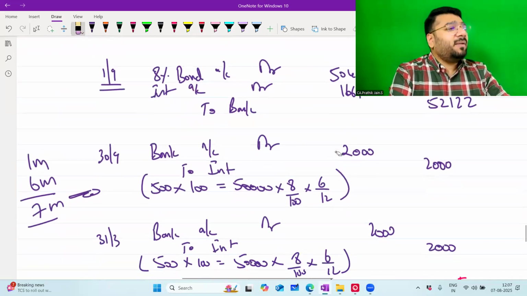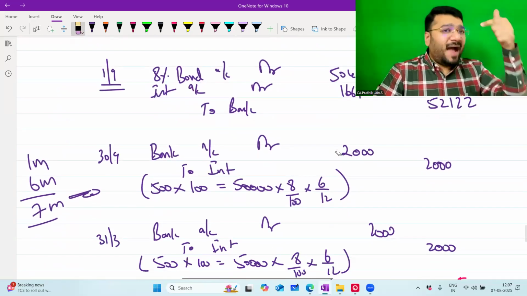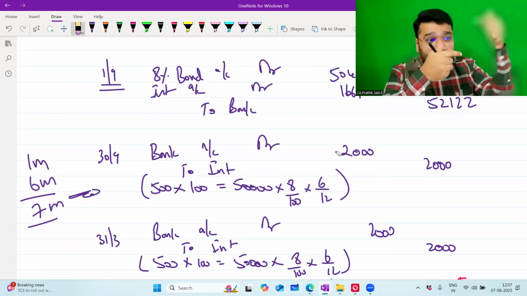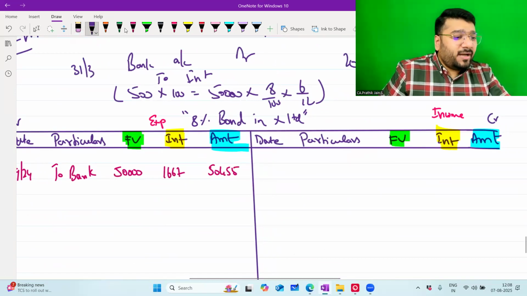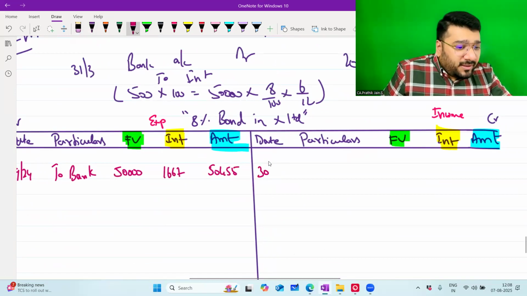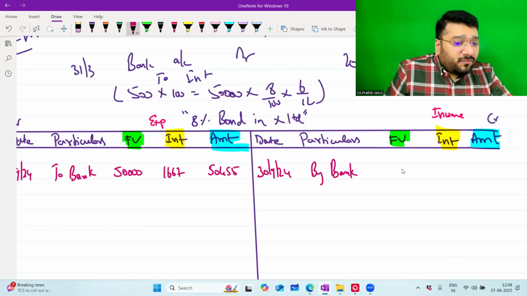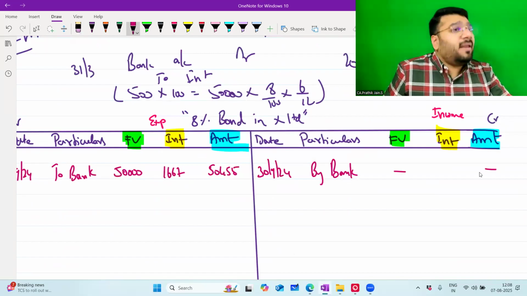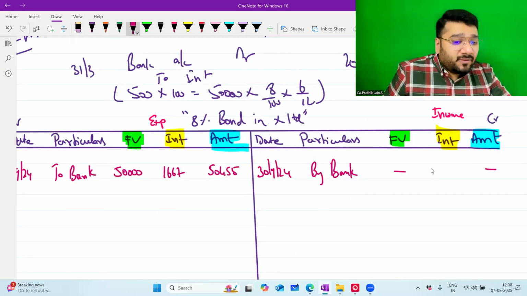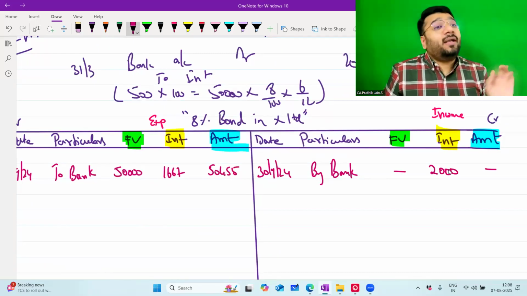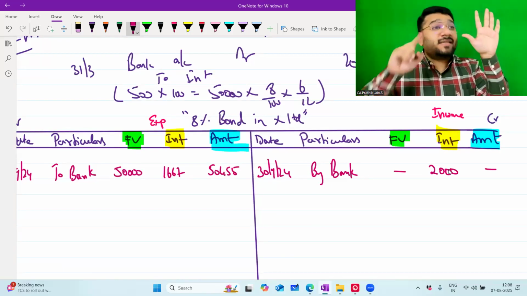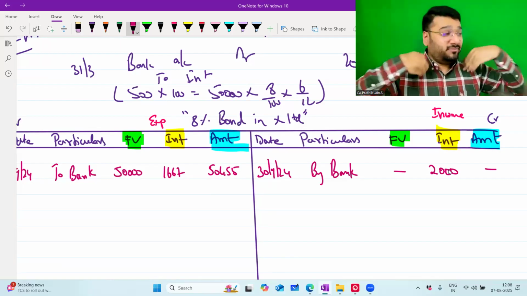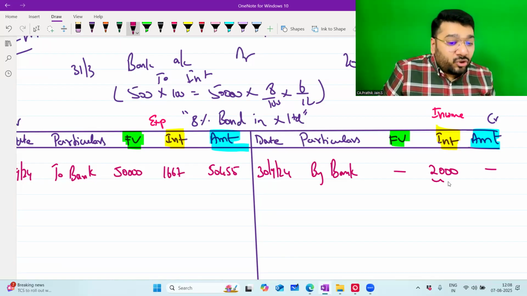Now, 30 September, what entry? Bank to interest. In interest, by bank. What date? 30 September 24, by bank. Face value column blank, amount column blank. Only interest will be recorded. What is the interest? 2000. From what month to what month? April, May, June, July, August, September. That is six months' interest, and we got 2000.